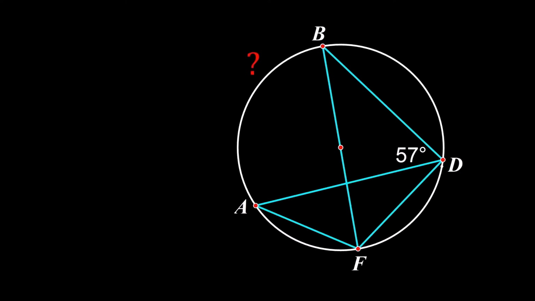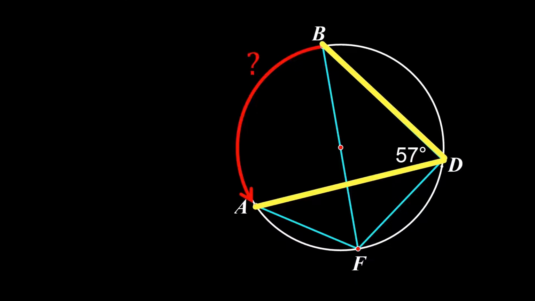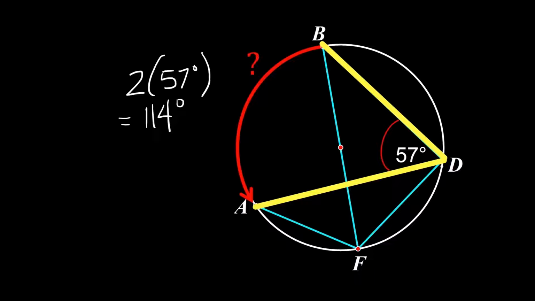You are looking for the arc that goes from A to B or B down to A, this thing right here. And we have a lot of lines on here, but we only have one angle. Right now we have enough information with the 57. So we will do the same thing we just did and then double it. So the arc measure is 114 degrees.